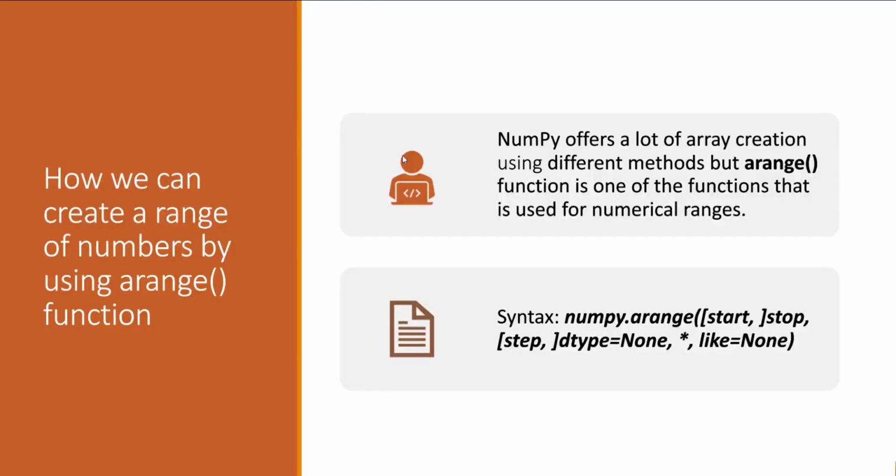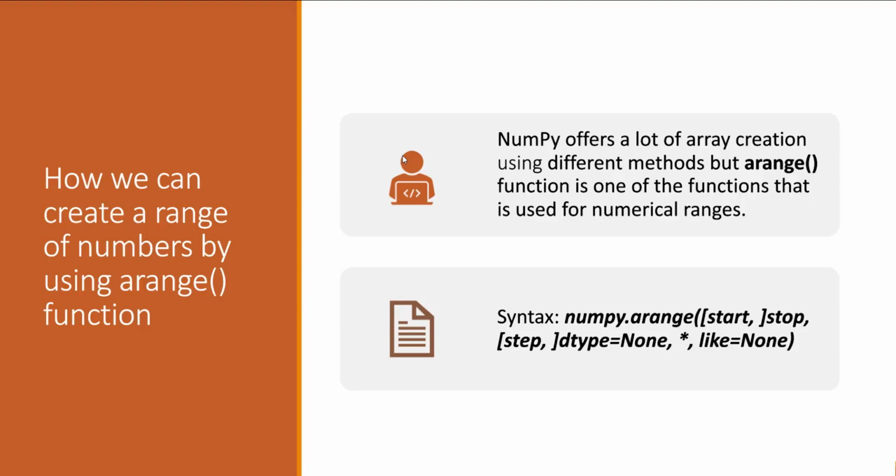Now we will understand how to create a range of numbers by using the arange function. Basically, NumPy offers a lot of array creation methods, but the arange function is one of the functions that is used for numerical ranges, and this method will always return an array object that contains evenly spaced values within the given interval. So basically this is an inbuilt range function for integer arguments and you can define the interval of the values within the array.